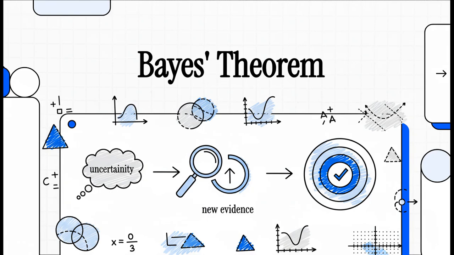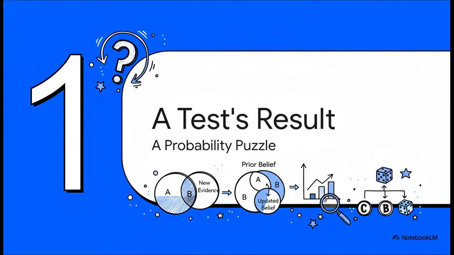Welcome to The Explainer. Today we're going to talk about a really powerful statistical tool that helps us think a lot more clearly about uncertainty. It's all about how we can use math to update our beliefs when we run into new information. All right, let's just jump right in.